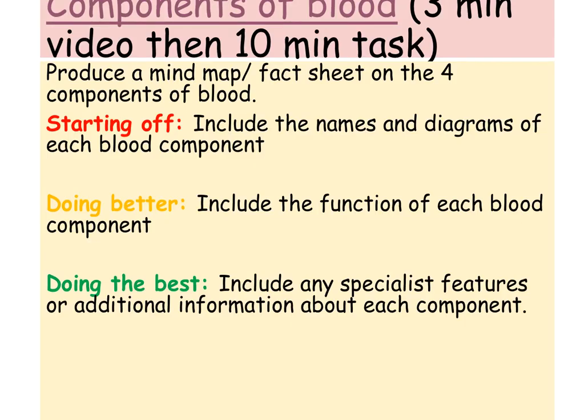So components of blood: you have a 3-minute video here and then a 10-minute task. You're looking at including the names and diagrams of each blood component, including the function of each blood component, and any specialist features, how the blood cells are adapted to their function or whatever. So watch the video and then produce either a mind map or a fact sheet on those 4. So that's 13 minutes worth of work, video and mind mapping. Do that, stop the video, do that, and then start the video again to check your answer.